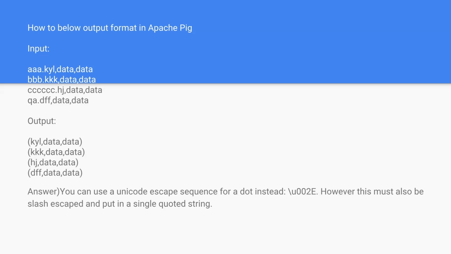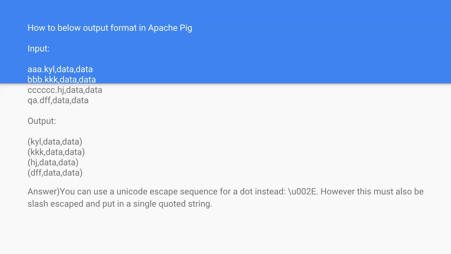For example, line 1: AAA dot AYL comma data. So we need to eliminate AAA dot from the first line, the same BBB dot from the second line, and CCC dot from the third line, and QA dot from the fourth line.